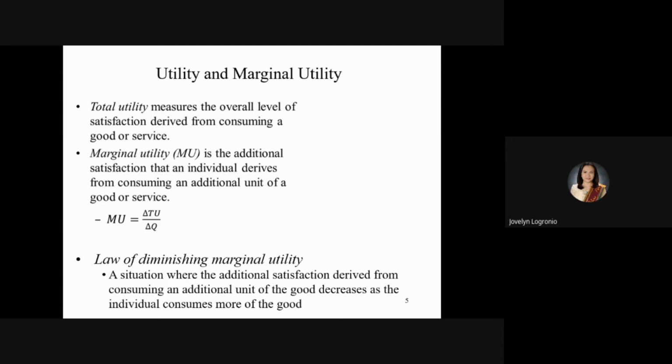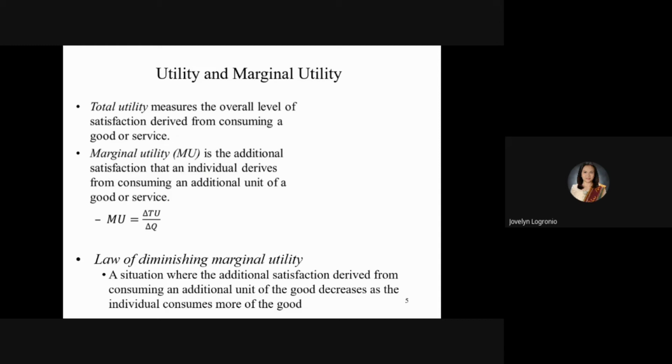Term related to utility, which is total utility. So from the term itself, it simply means the total satisfaction or the overall level of satisfaction derived from consuming a good or service. Another is marginal utility or MU. It is the additional satisfaction that an individual derives from consuming an additional unit of a good or service, or incremental utility from consuming an additional unit of a good or service.